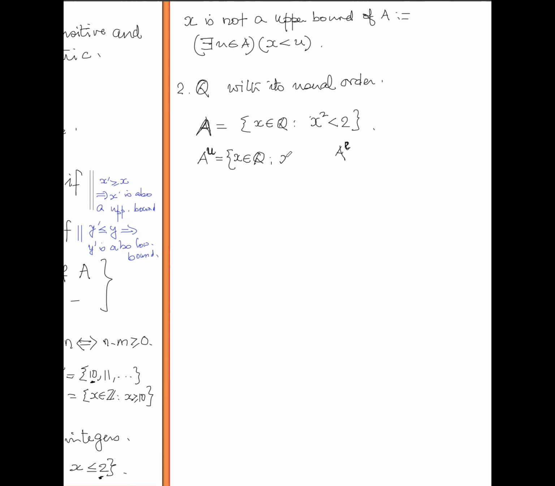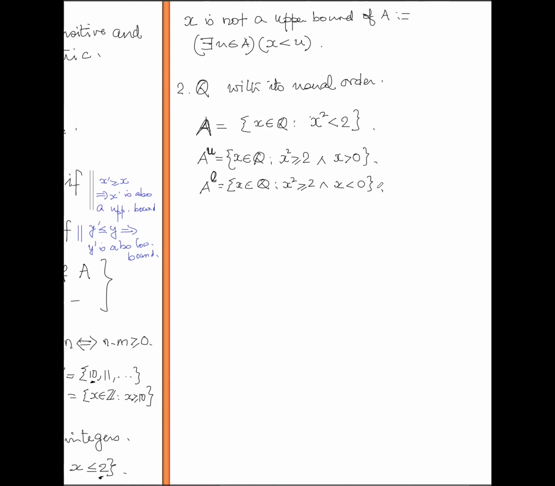Yes, greater than or equal to 2, but there is a little bit of a problem. For instance, if I take minus 2, then its square is greater than 2, but obviously minus 2 is smaller than each of the members in A. So I need to say a little more: x squared greater than or equal to 2 and x is positive. And similarly over here, x squared greater than or equal to 2 and x is negative.